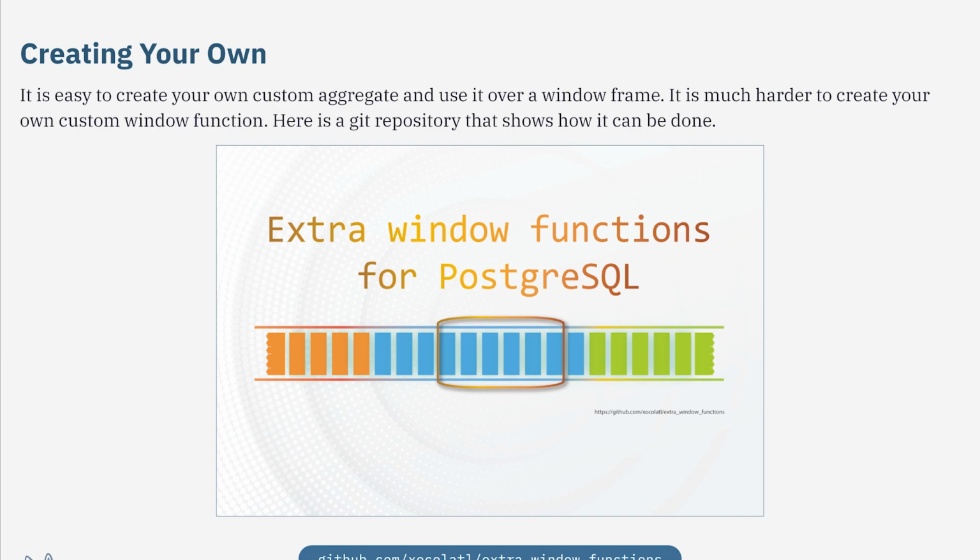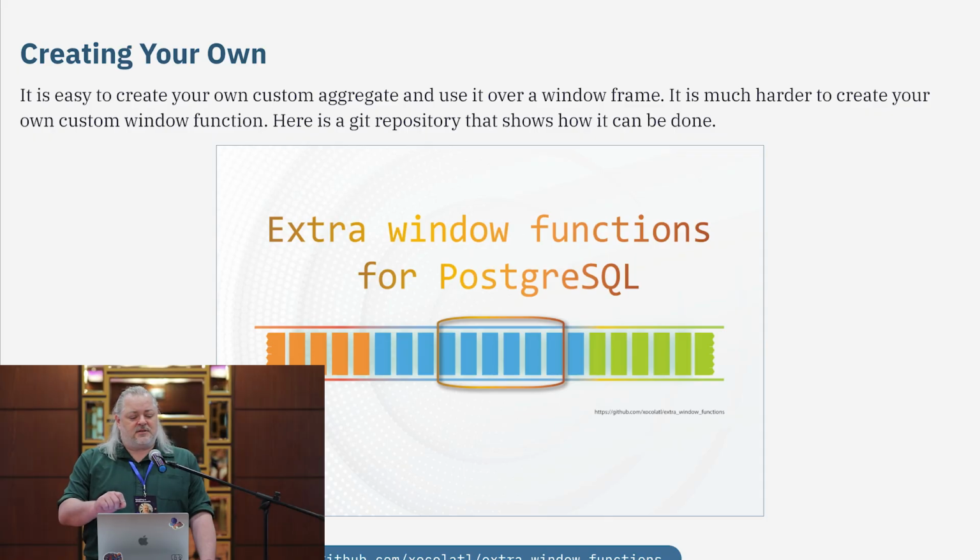I need to update this because one of the types of functions that I have in this repository is ignoring nulls. And now Postgres has it. So when I update this for Postgres 19, I'm just going to remove those functions, and my extension will become a little simpler. But I also have a fun one in there that I invite you to go take a look at.